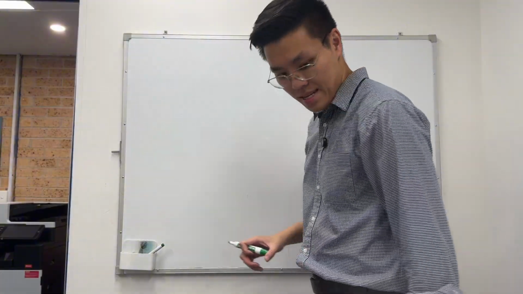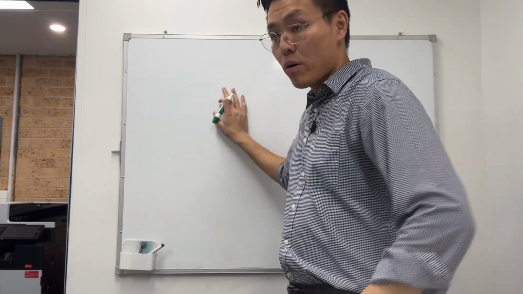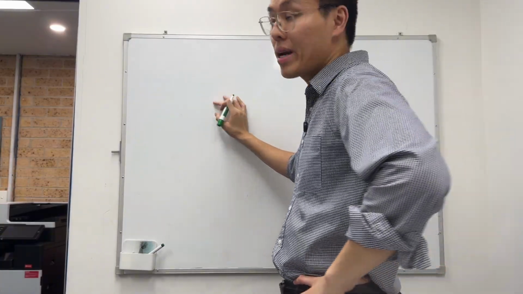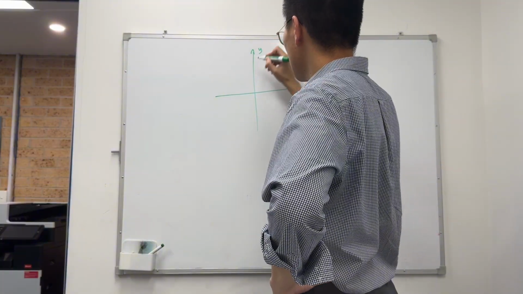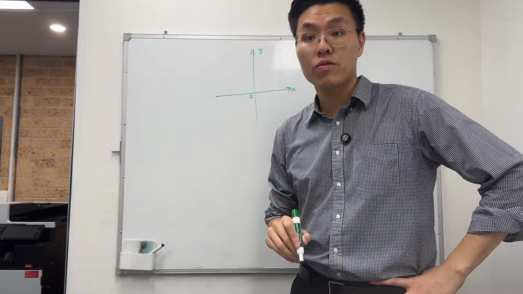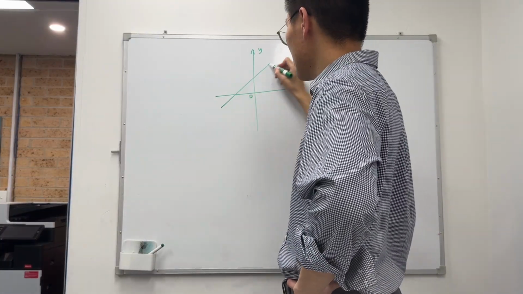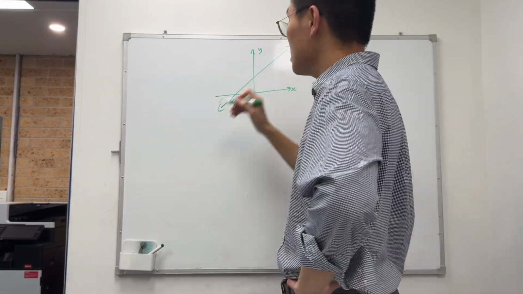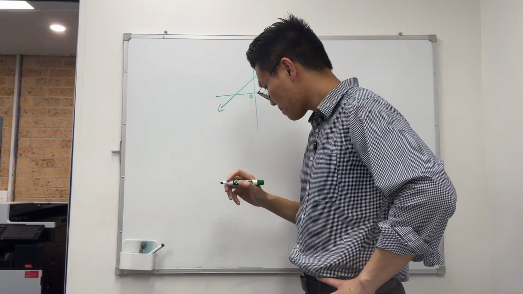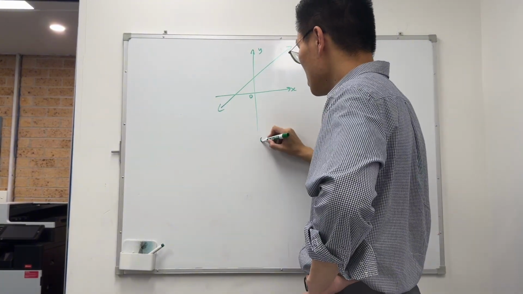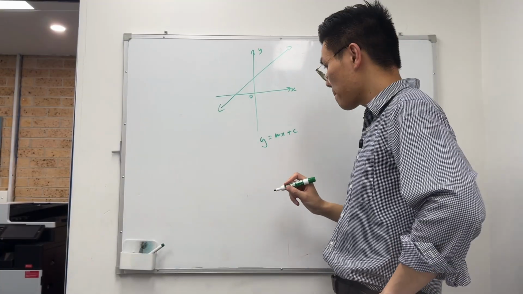So that is the Cartesian plane. Now we're going to talk about lines, straight lines. You can graph different types of lines on a graph. The first one we need to know about is the straight line. It's called the straight line because it's perfectly straight, okay? It's defined by the formula y equals mx plus c.